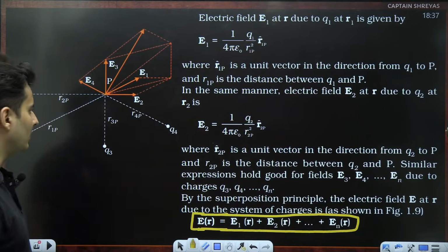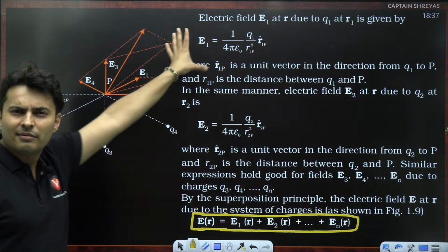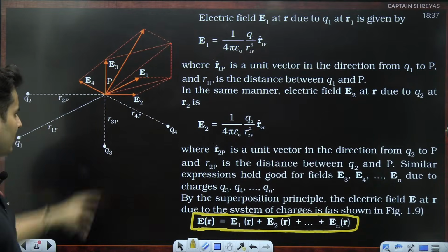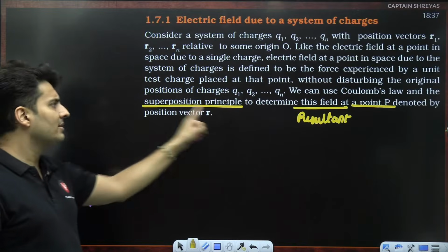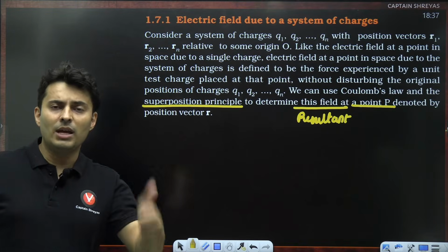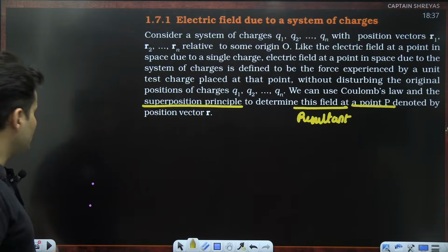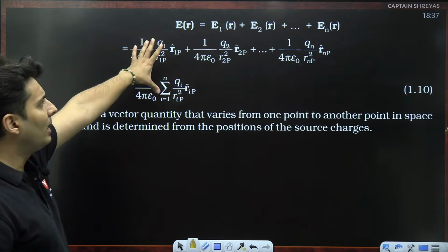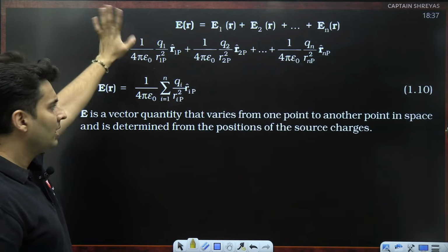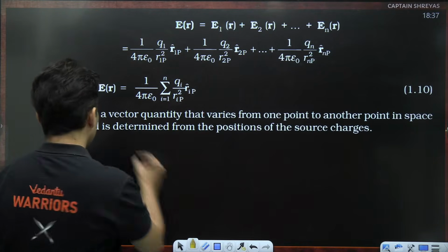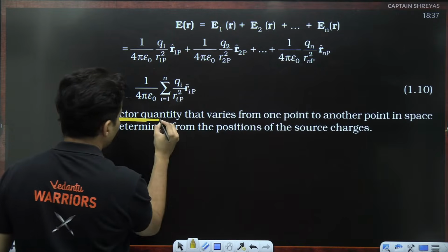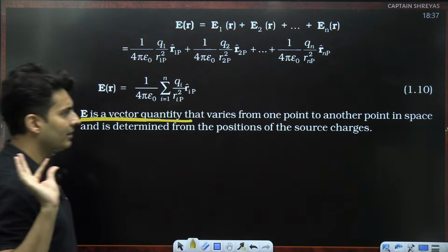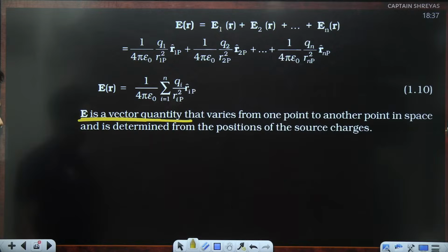Very simple, very straightforward. This paragraph is unnecessarily lengthy. The main takeaway is that the superposition principle can be applied even on electric fields, just like electric forces. You don't have to learn any of this by heart. Just remember, since electric field is a vector, you will just add them like vectors. That's all.